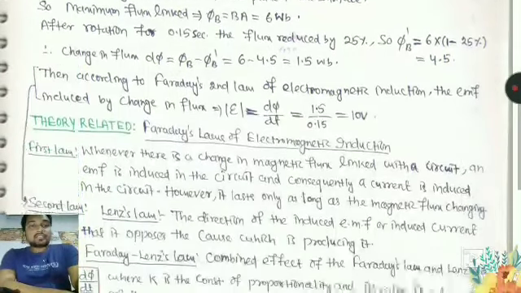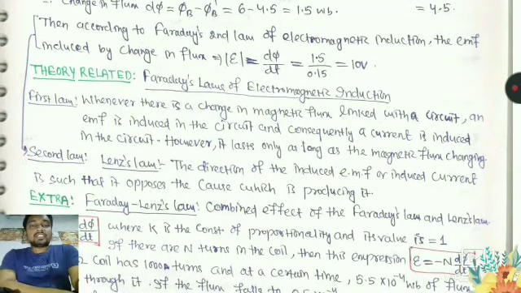Okay. Theory related: Faraday's law of electromagnetic induction. Faraday gave two laws. The first law: whenever there is a change in magnetic flux linked with a circuit, an EMF is induced in the circuit, and consequently the EMF constitutes a current in the induced circuit. Okay. However, it lasts only as long as the magnetic flux is changing. The second law: epsilon, or EMF, is equal to d phi by dt.